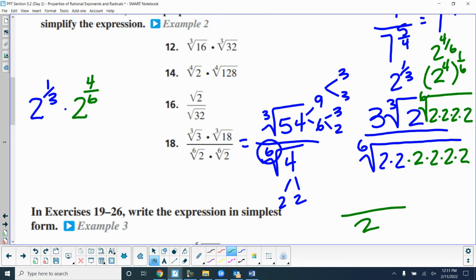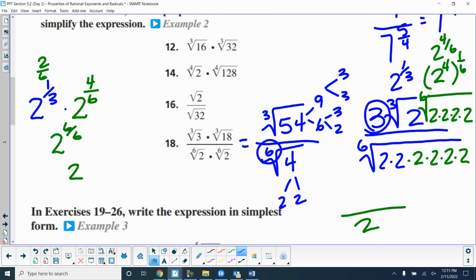Since these are the same base, what can I do with those exponents? Add them. Well, 1/3 is 2/6, right? You with me there? So what's 2/6 plus 4/6? 6/6. So what is 6/6? So that's just a what? A 2. You see how that happened? That's pretty tough, though. Okay?